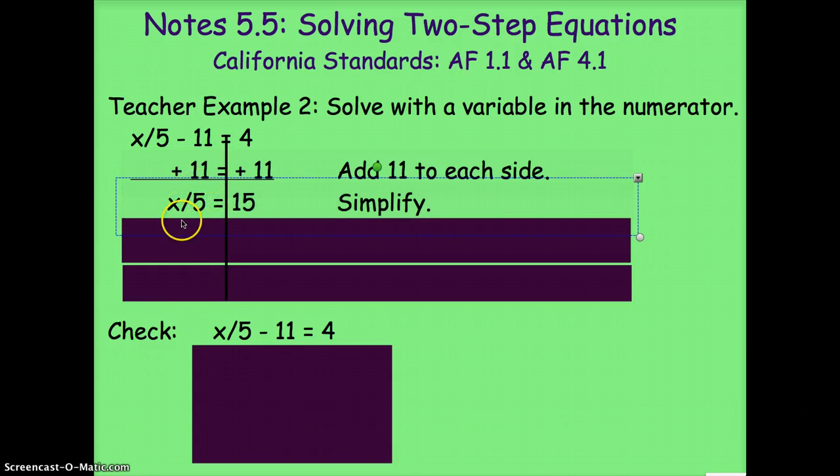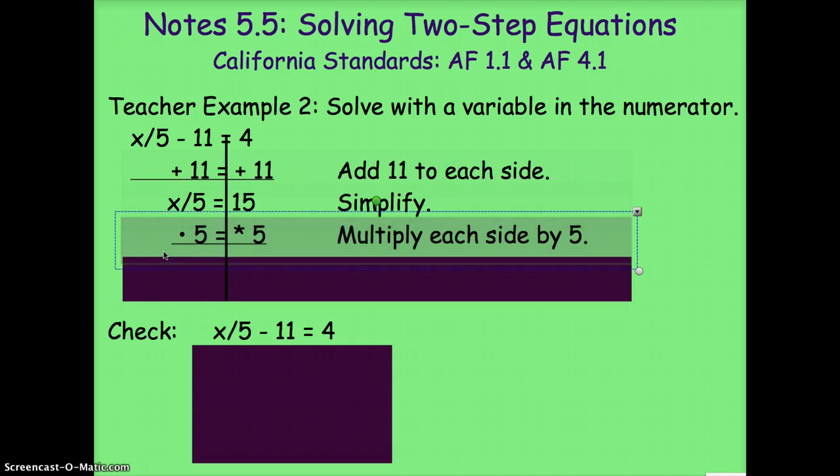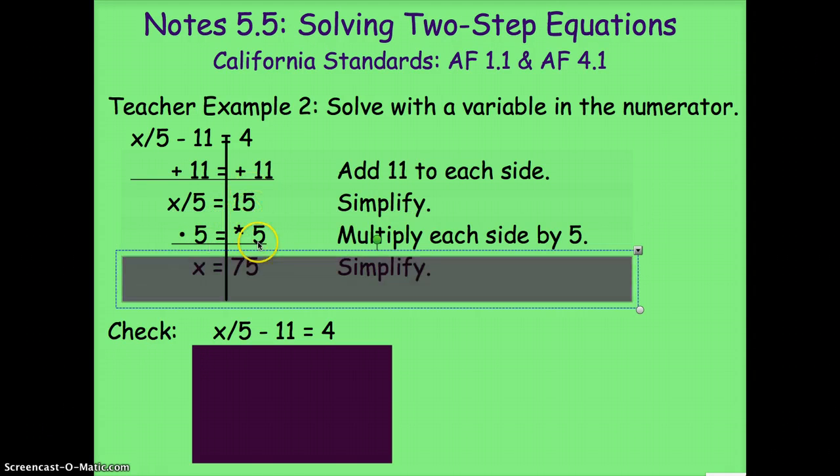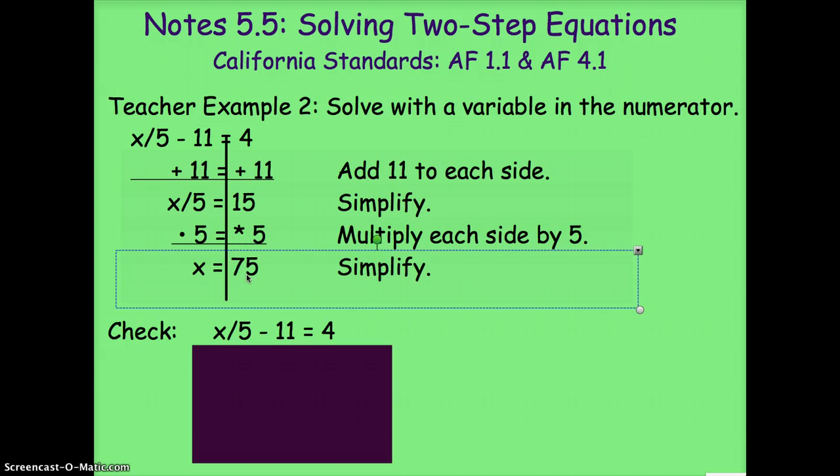Now, I want to undo that division by doing the opposite, which is going to be multiplication. So I'm going to multiply both sides by 5. Notice you can use the dot, you can use the asterisk, either one will work. You just do not want to use an x because it will confuse you with this x here. These 5's cancel out and we're left with just x on the left-hand side. On the right-hand side, we've got 15 times 5, and we're left with 75.